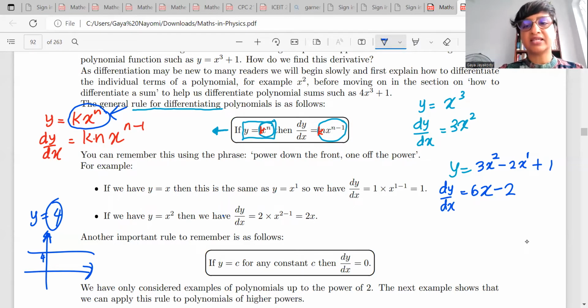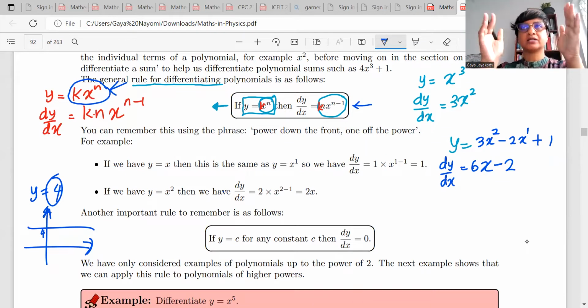This is the most common rule that you will have to apply in differentiating functions, because polynomial functions are the most common type of functions. Some rule must be there somewhere in this book. Some rule says that if you have a sum of terms, you can differentiate each term individually.